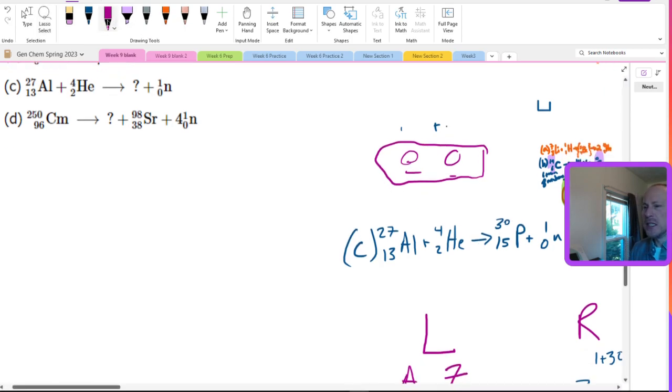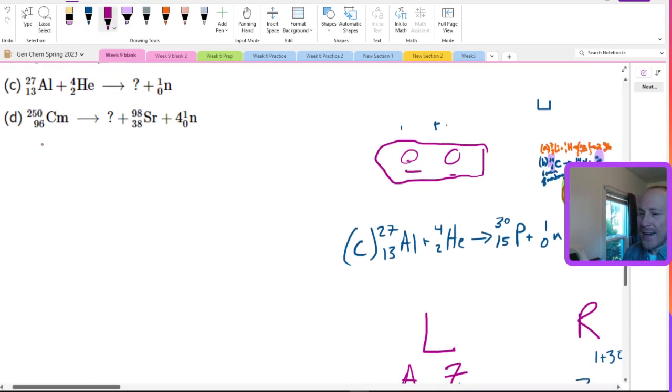Cm. I do not know what that is off the top of my head. I think Sr is strontium. But it looks like on our left side, I think this might be a better way to organize it. Our A and our Z, the total on the left side is 250 and the total of the Z on the left side is 96. And then on the right side, it looks like we have 98 and 4 times 1.